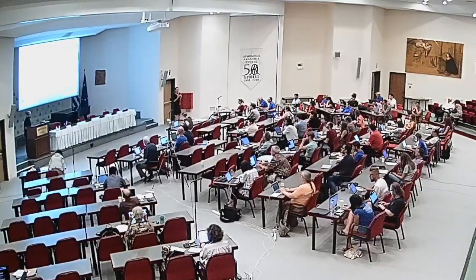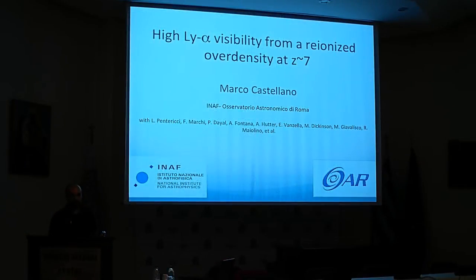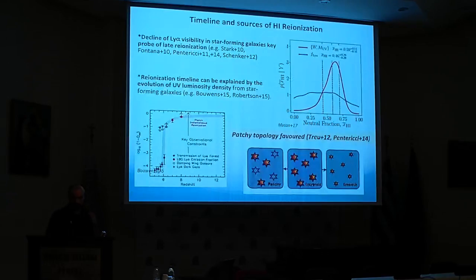So my talk will touch on the issue of the visibility of Lyman alpha emission at redshift 7. What do I mean by Lyman alpha visibility? As you know, the fraction of Lyman alpha emitting galaxies among the Lyman break galaxy population has been a key probe of the reionization timeline used in the last years, and a key piece of information on the late reionization scenario. Something very interesting that has emerged from these studies is that a patchy topology for this Lyman alpha visibility is favored by the observations.